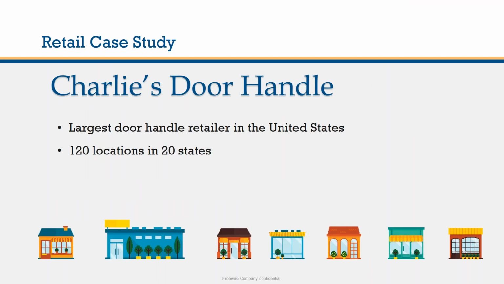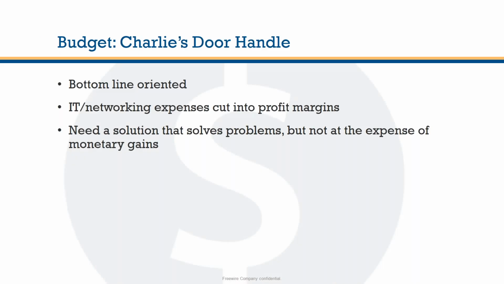So the first use case that we're going to take a look at is called Charlie's Door Handle. Now, this is a retail use case, and it's representative of most retail-specific companies. While we're going to take a look at its unique problems, these problems are experienced across the board in the retail industry. Now, Charlie's Door Handle is the largest door handle retailer in the United States. They currently have 120 locations, and they're located across 20 different states. Now, what this network poses from the beginning is a high volume of branches across a geographically diverse area.